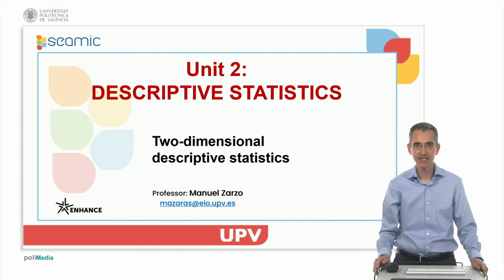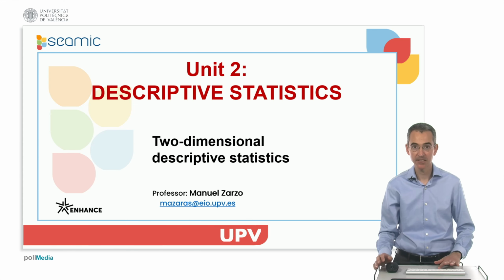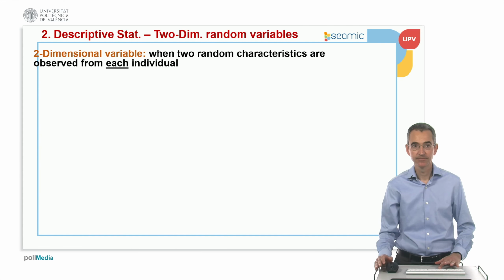Good morning. In this second unit about descriptive statistics, I'm going to talk about two-dimensional descriptive statistics. Okay, so what is a two-dimensional random variable? It is when we have two random characteristics observed or measured from each individual.